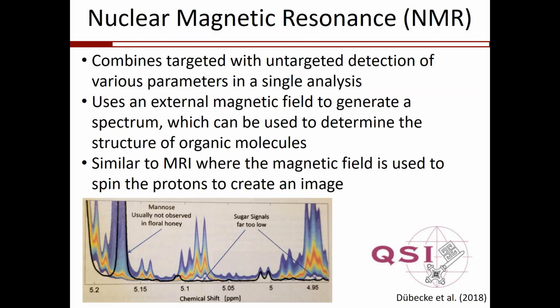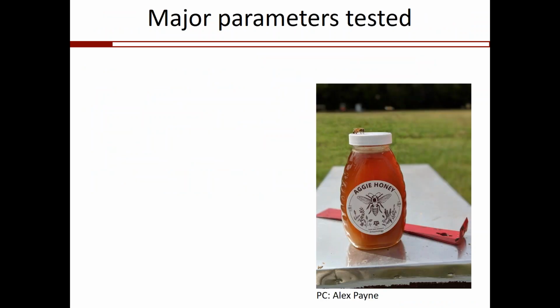Okay, so they ran this honey sample and they found mannose from that peak, and that's a red flag because it's usually not observed in floral honey. They also found the spectrum was very low on those two bottoms, and that tells them the sugar signals are very low there. So the sugar spectrum of that honey does not match up with their database.